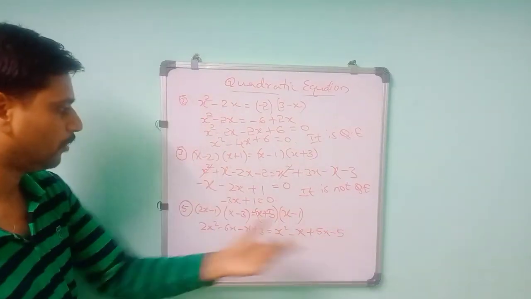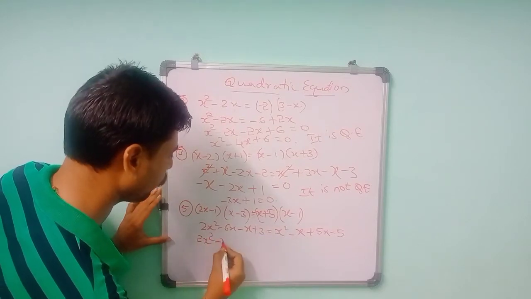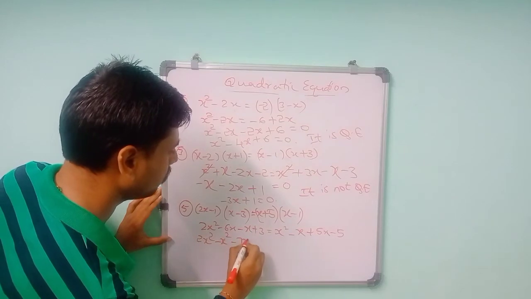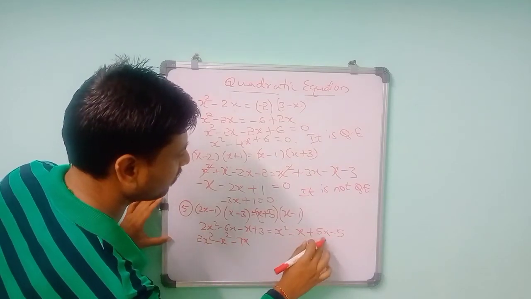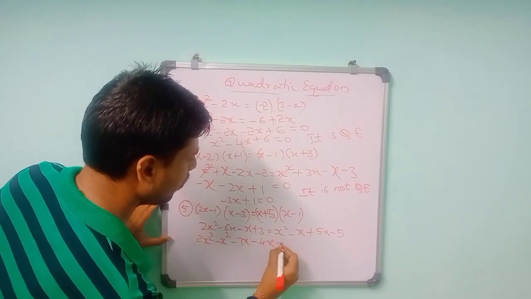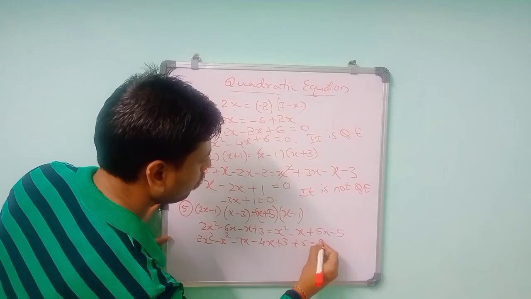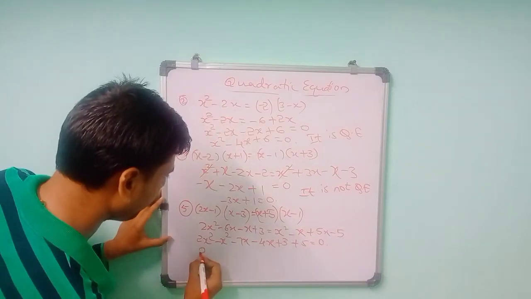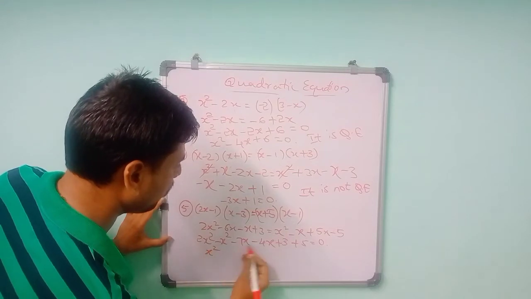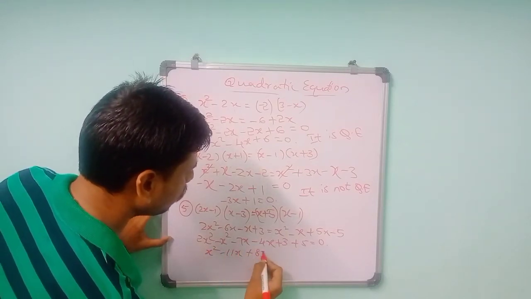So shift all the terms to this side. 2x square becomes minus x square. This is minus 6x, minus 7x, it will become minus 7x. Here minus x is there, plus 5x, it will become 4x. This side comes, means minus 4x. Then plus 3, this is minus 5 there, plus 3 plus 5 is equal to 0. So 2x square minus x square is x square. Then minus 7x minus 4x, it will be minus 11x, plus 8 is equal to 0.